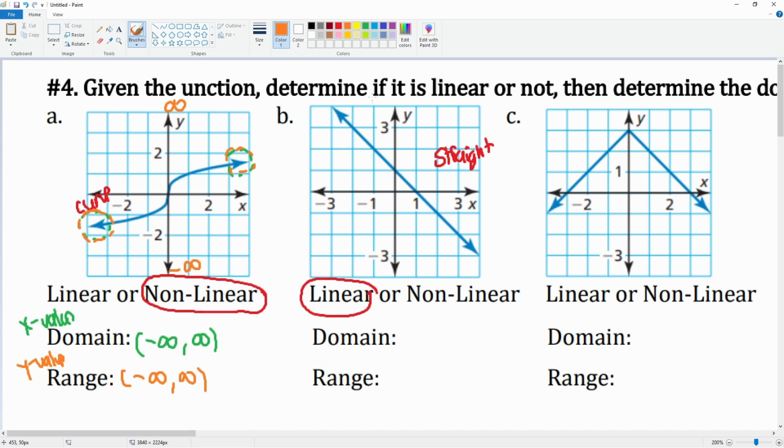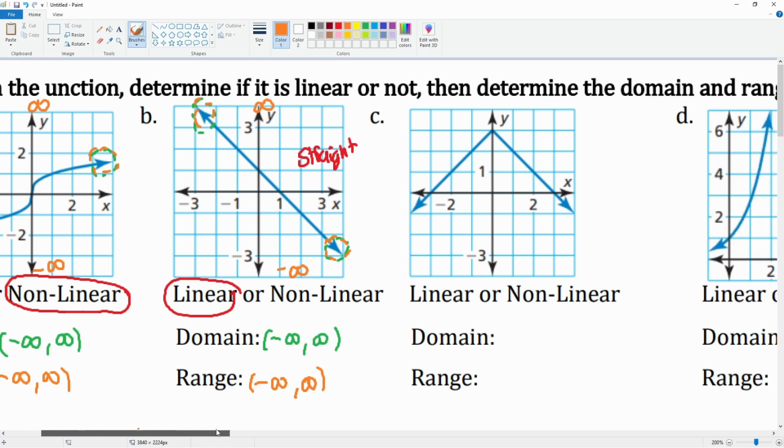B, we already know it's linear. Let's take a look at the domain, which is the x values. Notice here, it doesn't stop. It is this, which is negative infinity. And then it's also an arrow here, which is going to be positive infinity. And we put parentheses around those. Now we are going to take a look at the y values. Again, the smallest one here is negative infinity and it goes all the way up here, which is positive infinity. And we put parentheses around that as well.